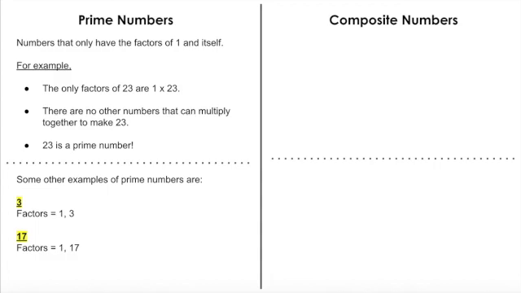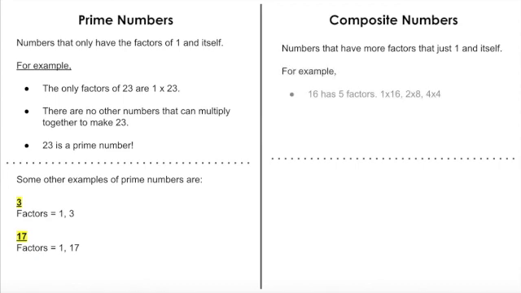So now let's talk about composite numbers. Since prime numbers are numbers that only have factors of 1 and itself, you can probably guess that composite numbers are numbers that have more factors than just 1 and itself. So for example, 16 is a number that has 5 different factors: 1 times 16, 2 times 8, and 4 times 4. 1, 16, 2, 8, and 4 are all factors of 16. So that means that 16 is a composite number. A composite number has many different factors other than just 1 and itself.